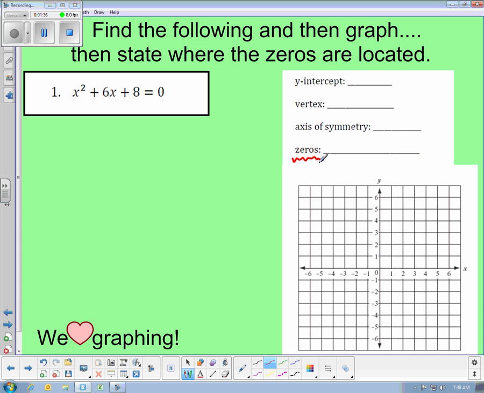Solutions have a lot of terms. They could be called zeros. They could be called roots. They could be called the x-intercepts. There's lots of different words that we mean for the solution to a quadratic.